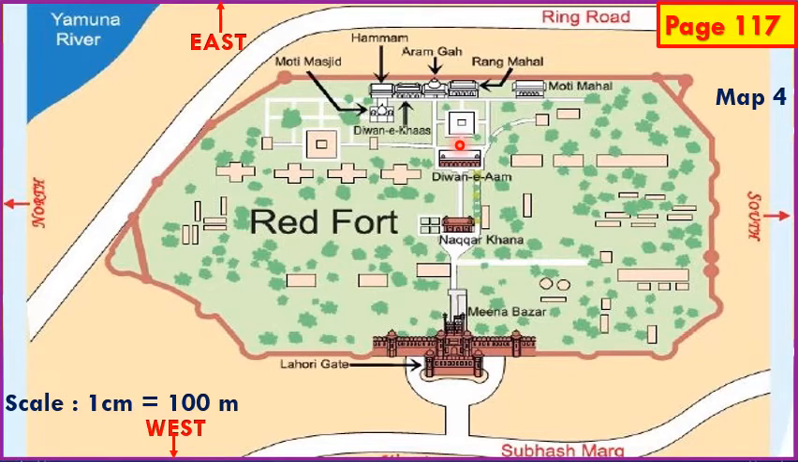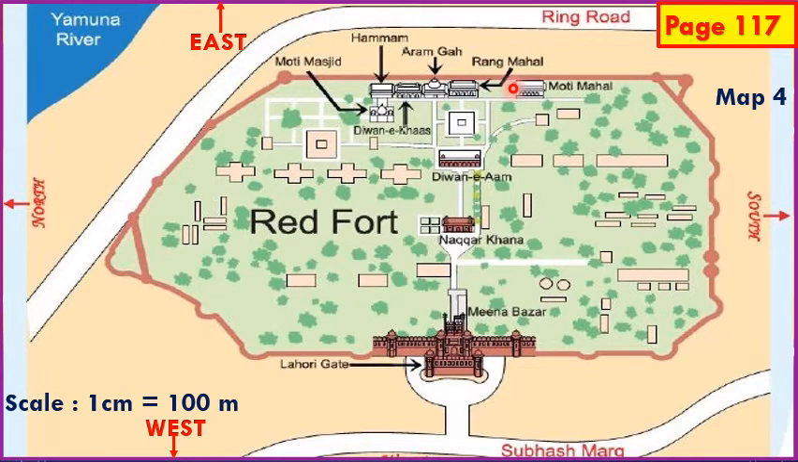Now here in this map, the distance between Rang Mahal and Moti Mahal is 1 centimeter when we measure it with a scale. But in actual, they are 100 meters apart from each other. The scale shows 1 centimeter is 100 meters. So in actual, the distance between Rang Mahal and Moti Mahal is 100 meters.